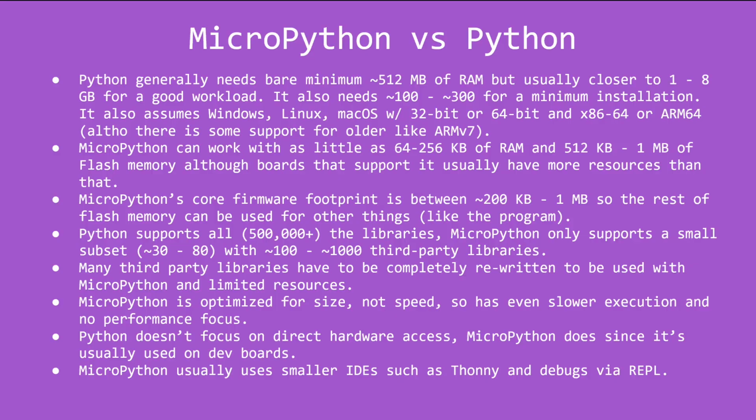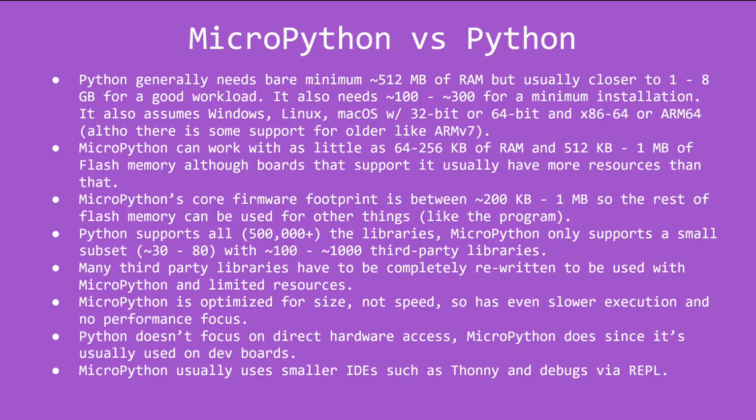MicroPython, on the other hand, can work with as little as 64 to 256 kilobytes of RAM. That lets out things like the Arduino Uno, and 3 and a half to a full meg of flash memory, although the boards that support it do have some more resources than that. MicroPython's core firmware footprint is only actually between about 200 kilobytes to 1 meg, so the rest of the flash memory is for whatever you need for other things like the program itself.